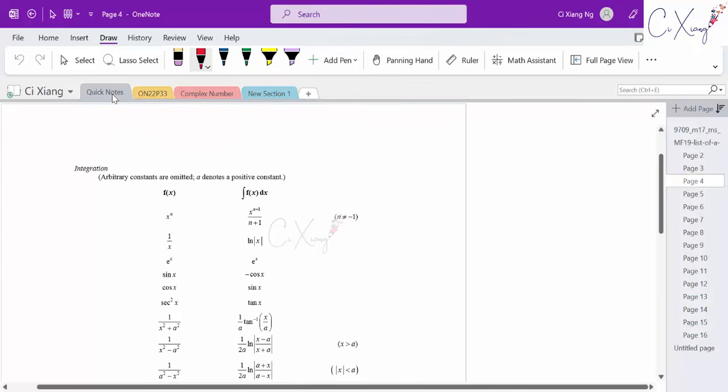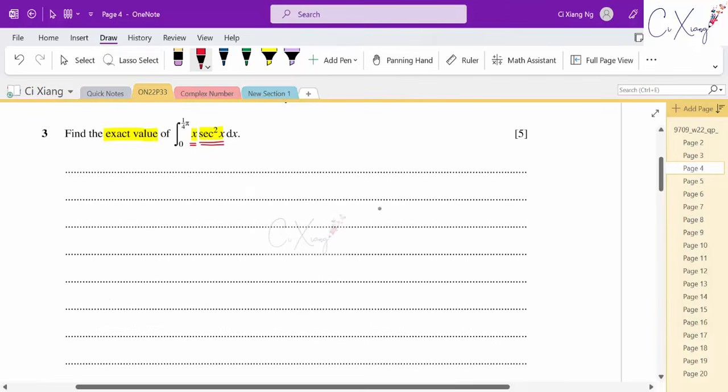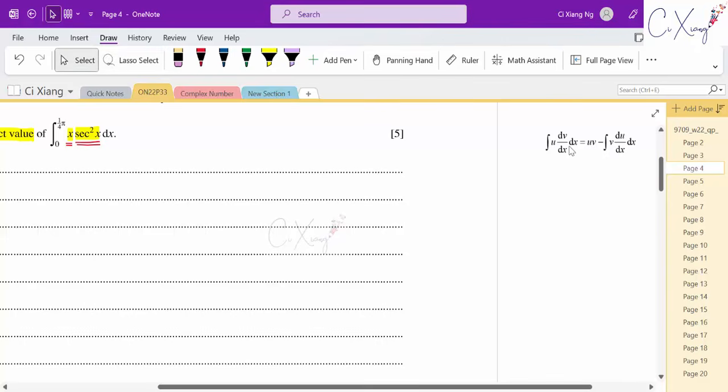The integration by parts formula is provided in the formula booklet, where it belongs to the integration part, and this is the integration by parts formula. Right, and then I try to copy it back. So this is what we have here.